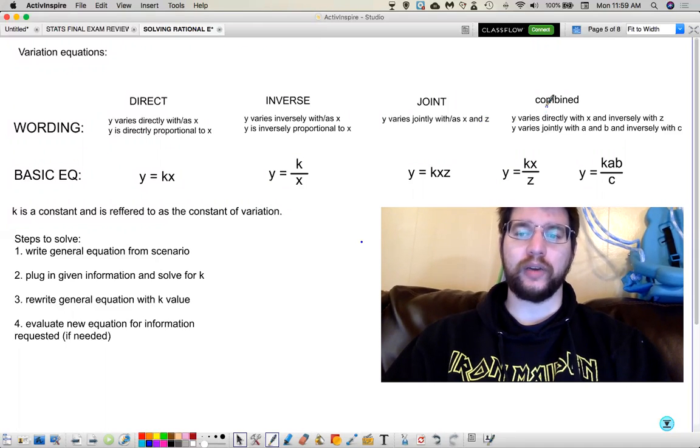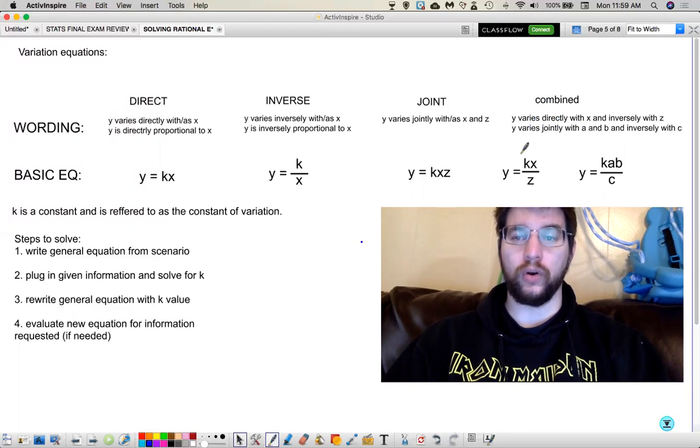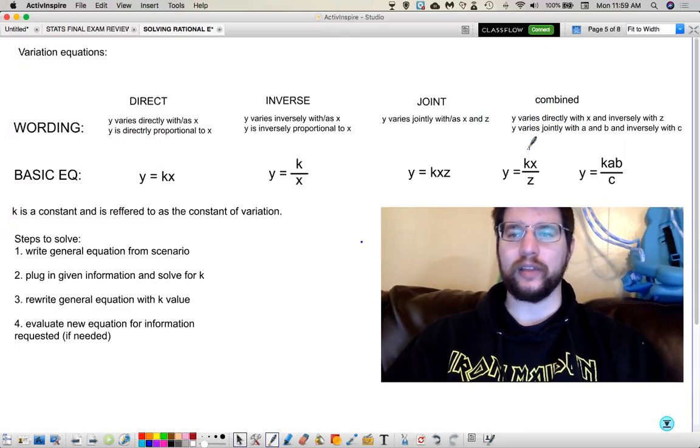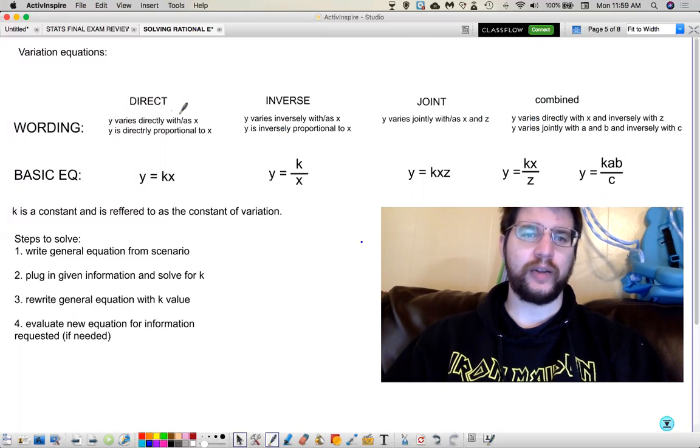Now combined, it's whenever you shove a bunch of things together. Y varies directly with x and inversely with z. So we're doing both there. Or it could be y varies jointly with a and b and inversely with c. All kind of different things you could shove together. But if you know direct and inverse, you got the others down.